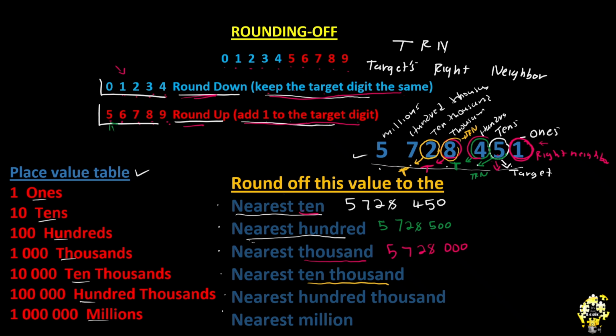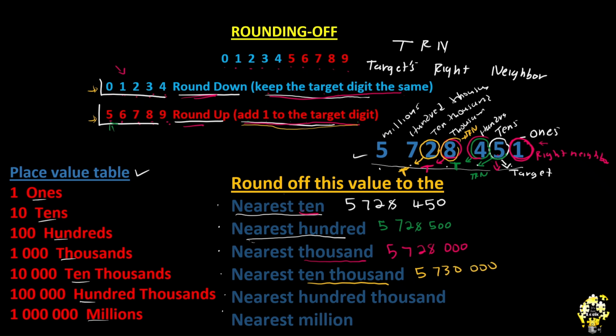Now, what are we supposed to do? Let's go back to our 2 sets. Does an 8 fall in the round down? No, it falls in the round up. What does round up say? It says you have to add 1 to the target digit. Who is the target digit? It's 2. So we must add what? 1. What will it become? 3. Meaning that we are going to have 5,730,000.